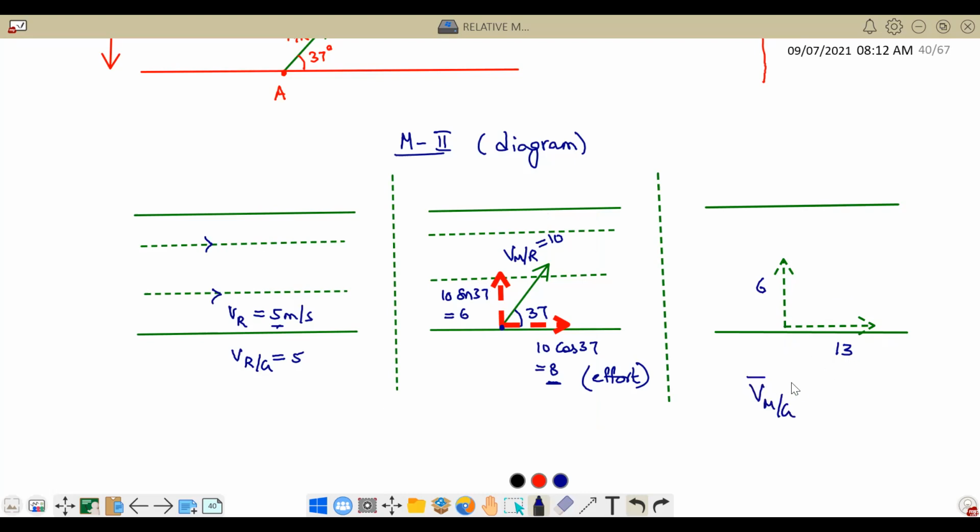In the diagram I have drawn, this is called velocity of man with respect to river. This is called velocity of river with respect to ground. Are you able to understand or not? Okay. Is it clear?